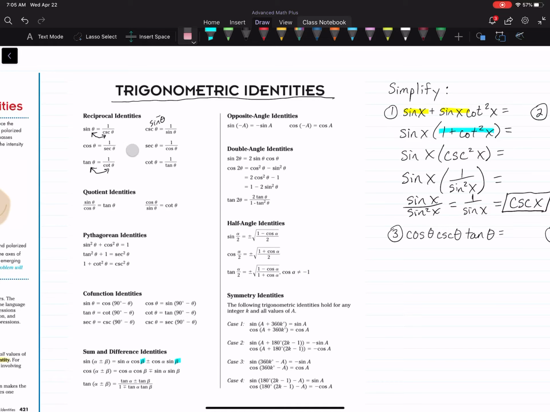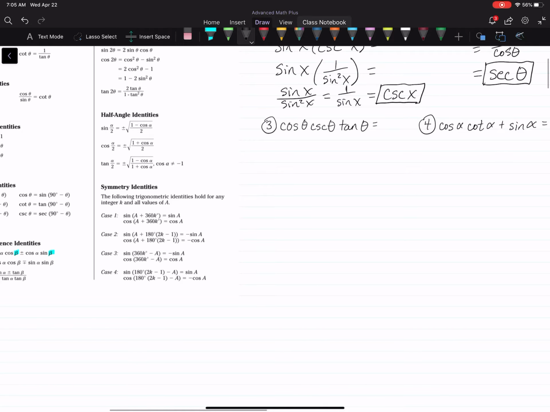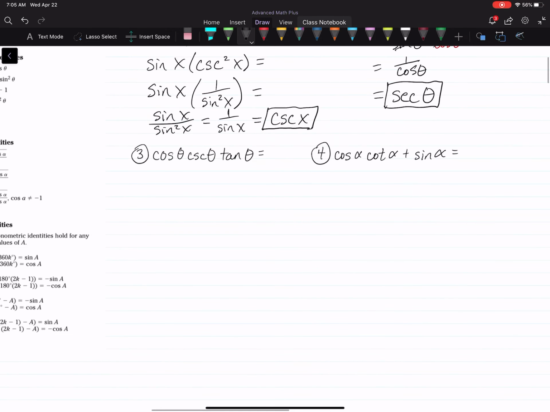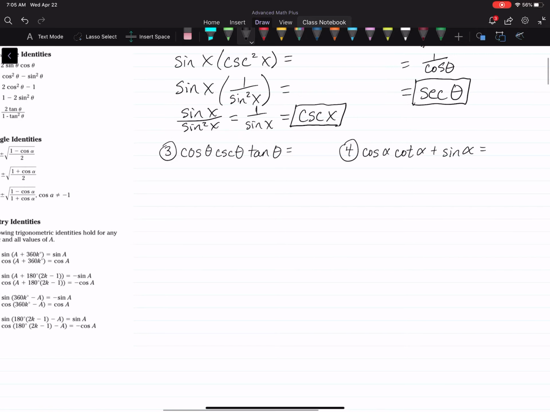All right, 2 more examples, and I'll let you try some on your own. Number 3, very, very classic problem here. Very, very simple problem, actually. Like I said, no squares, so Pythagorean identities are probably out. We're just going to change everything to sine and cosine. Cosine theta is already a cosine.